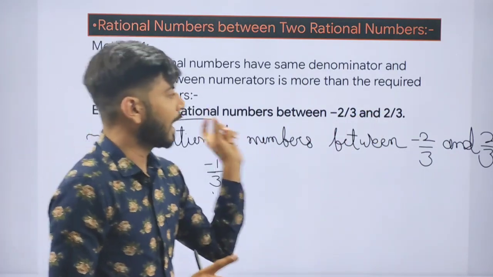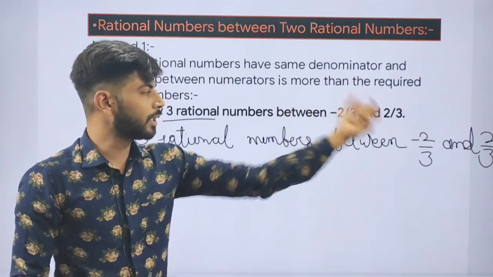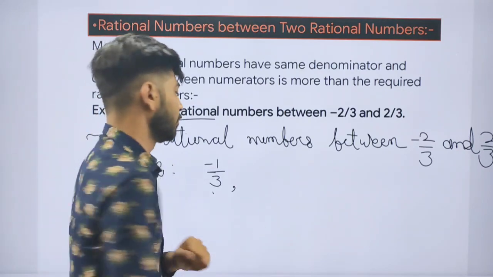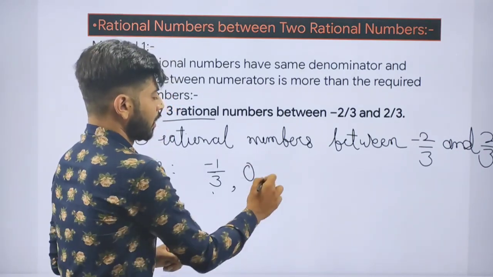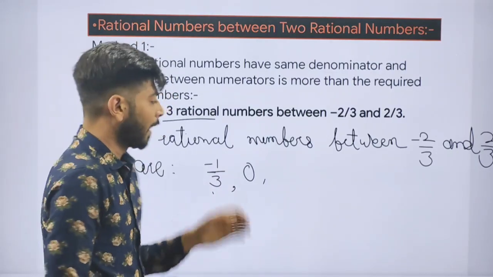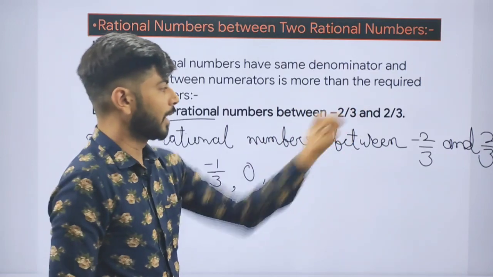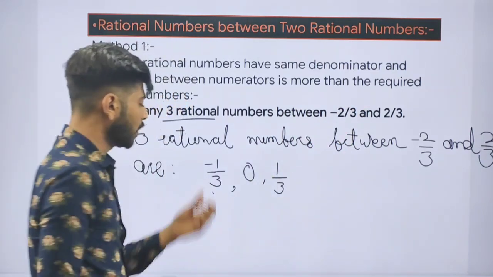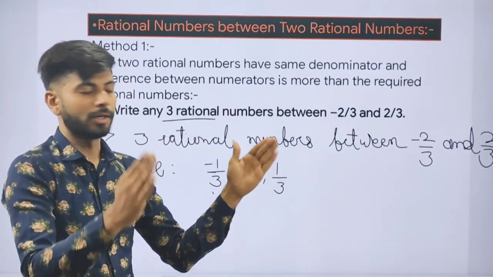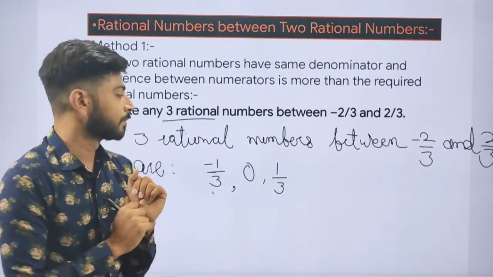Then 0 will be there. If there are any two rational numbers given, one is positive and one is negative, then there will be always 0 between them. So we will write 0, and then you can also write 0 upon 3, but it will be 0. And then we will again put the denominator and we will write next number 1. You can see minus 1 upon 3, 0 and 1 upon 3 will be between minus 2 upon 3 and 2 upon 3. Okay, on number line you can check it.